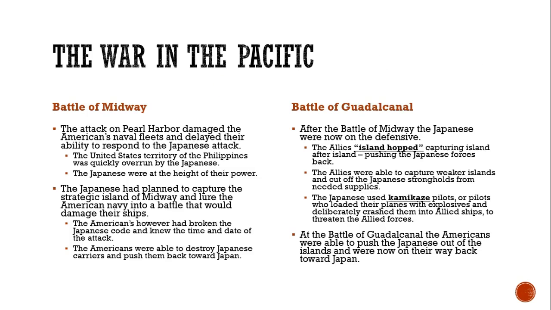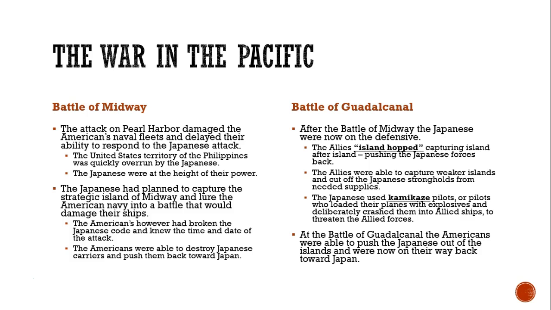In the Pacific, the Battle of Midway and the Battle of Guadalcanal represented the different island hopping that the Allies did in order to push the Japanese powers all the way back to Japan. The attack on Pearl Harbor had left the American naval fleets damaged and delayed their ability to respond to an attack. The United States territory of the Philippines was quickly overrun by the Japanese, and thus let the Japanese be at the height of their power.